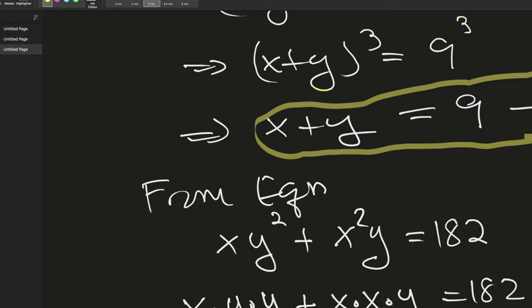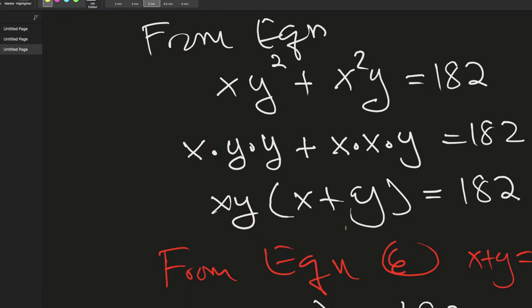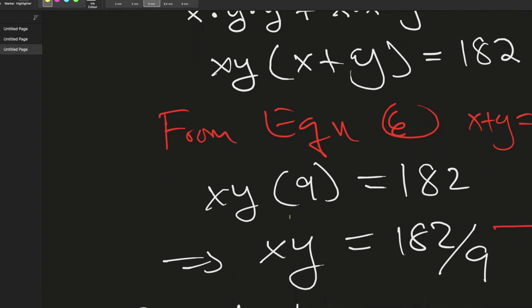Whenever I see x plus y is equal to 9, I put 9 in place of x plus y wherever I see that. So I came down here, you see, and put 9 in place of x plus y. Then I can confidently say that xy times 9 is equal to 180.